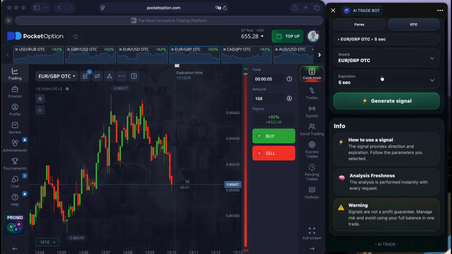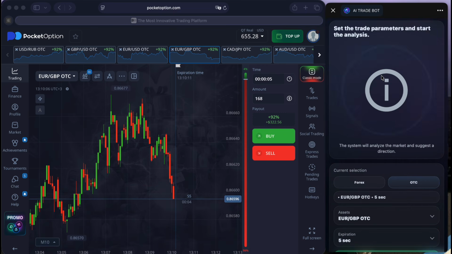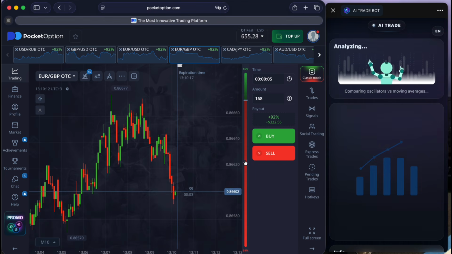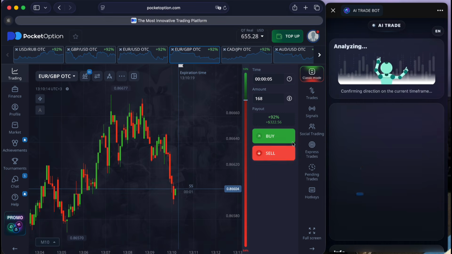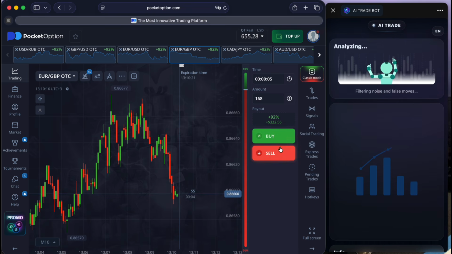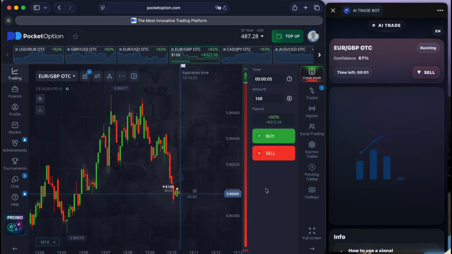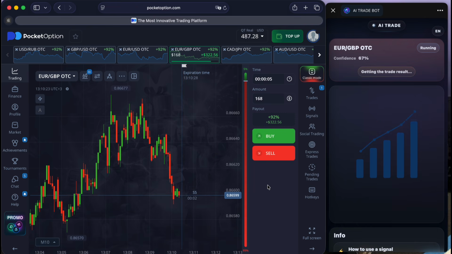I restart this tool, reconfigure it on a new currency pair, and click on signal generation. I am carefully waiting for the technical analysis of this bot, trading at the maximum yield. The payout is also 92%. Let me remind you that the goal for this video is to add at least $1,000 to your deposit account. There is a sell signal with 67% confidence.